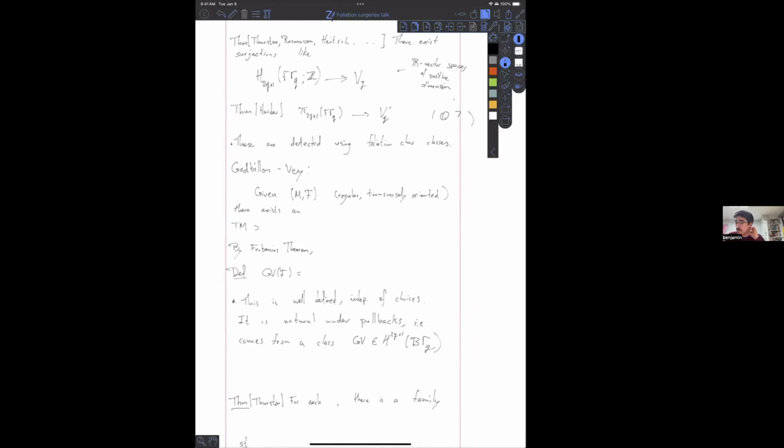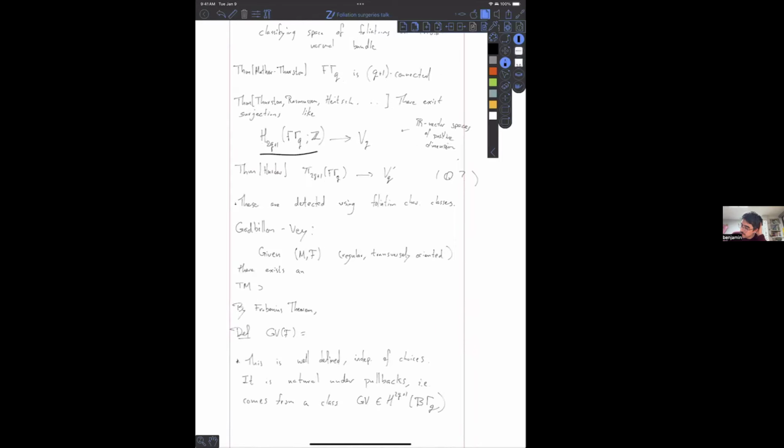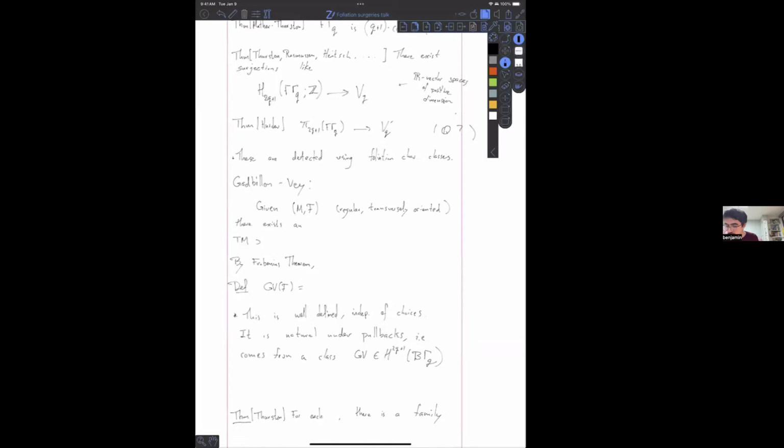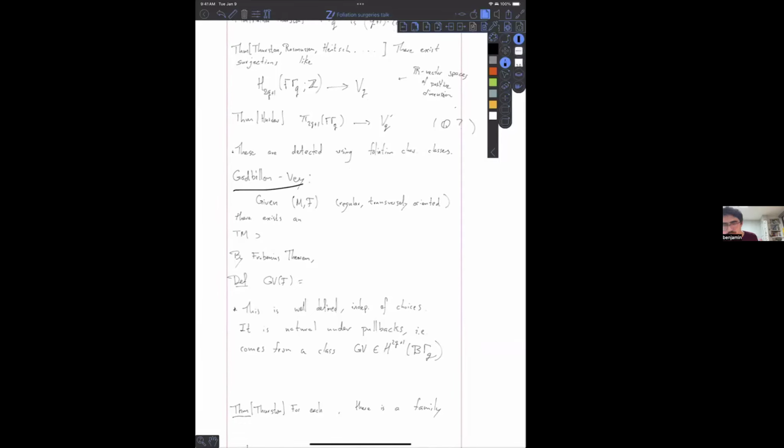So these, the way you detect these is using these so-called foliation characteristic classes, which I don't have time to say in general, but let me give you one example. The most famous one is the Godbillon-Vey class.